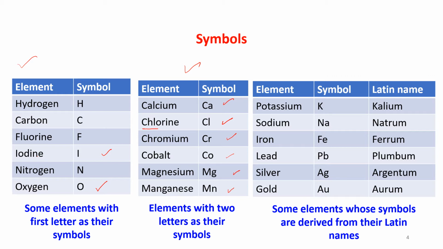Some elements whose symbols are derived from their Latin name. Potassium, the symbol is K. It has come from its Latin name Kalium. Sodium, Na. Latin name is natrum. From natrum, its symbol has come, Na. Iron, Fe from ferrum. Similarly, silver, Ag. The Latin name for silver is argentum. Gold, Au. The Latin name is aurum. From there it has come, Au.